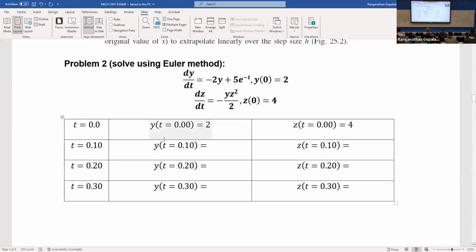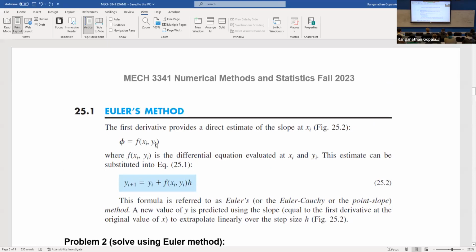Again, you're asked to fill out this table. Here is t equals 0 initial condition, 0.1, 0.2, 0.3, y and z, 6 values. The catch is, do not think that you could first solve for y and then solve for z. That is the most common mistake you could make. They have to be solved simultaneously at each time step. So at 0.1, you have to calculate both y and z before moving on to 0.2 and 0.3 and so on. Okay. So again, the formula you need is right here.